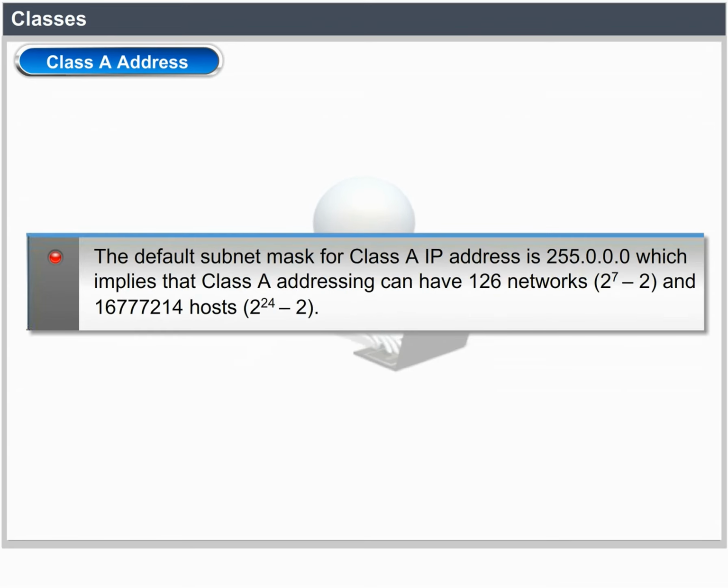The default subnet mask for a Class A IP address is 255.0.0.0, which implies that Class A addressing can have 126 networks, that is 2 power 7 minus 2, and 16,777,214 hosts, that is 2 power 24 minus 2.